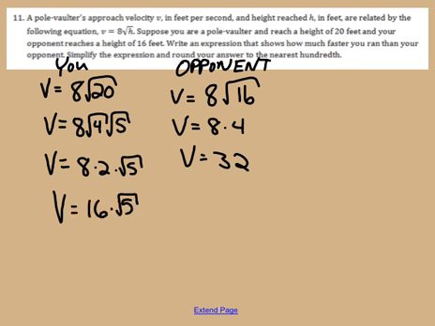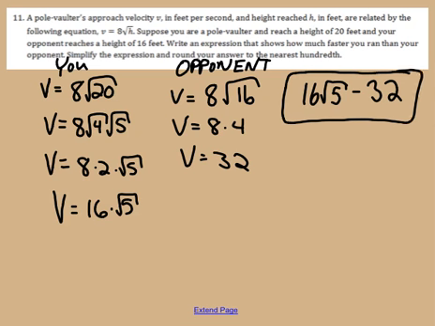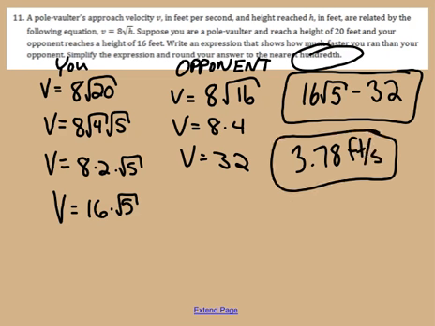Now it had asked for the expression that shows how much faster you ran than your opponent. So you are 16 square root 5. So to figure out how much faster you are, you need to subtract. So this is the expression. Now it says to simplify. That is actually simplified. But now you need to find the nearest hundredth. Hundredth is 2 decimal places. So approximately 3.78 feet per second when you do that in your calculator.